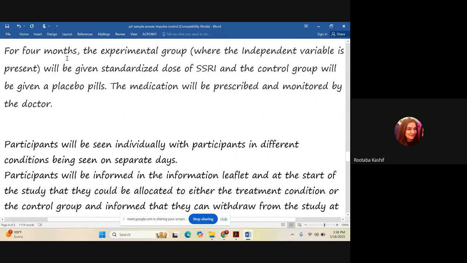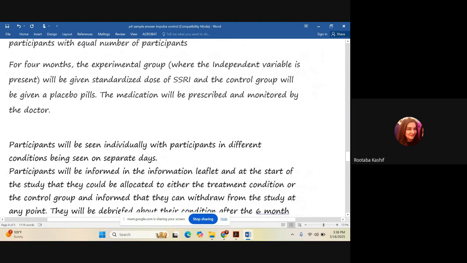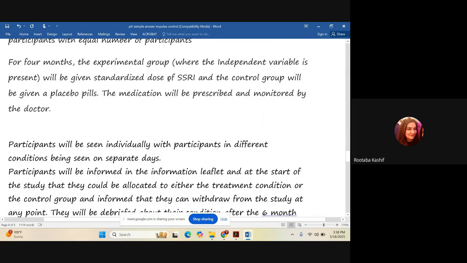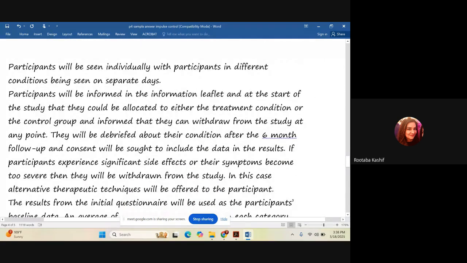Okay. For 4 months, the experimental group, where the independent variable is present, will be given standardized dose of SSRIs, and the control group will be given the placebo. The medication will be prescribed and monitored by the doctor. Participants will be seen individually, with participants in different conditions seen on different separate days. Participants will be informed. Now, I think if you are writing this, you need to add, why are you doing it? What is the need for it, right?